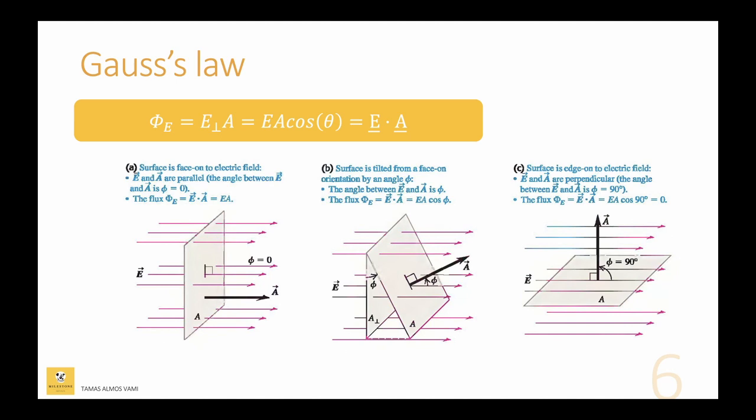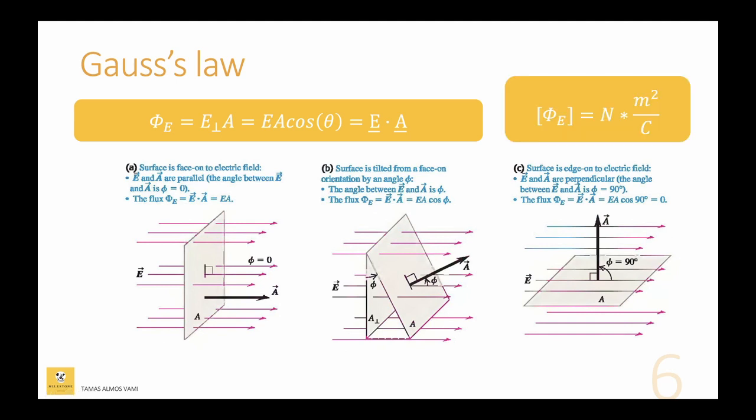The other extreme is when we have a 90 degree angle between the electric field and the surface vector. Then cosine 90 gives us 0, so in this case the electric flux will be 0. And in the other situations, we use this formula with the cosine, or with the scalar product of the two vectors.